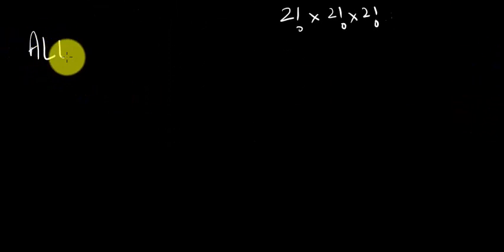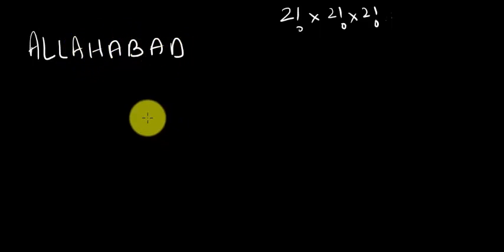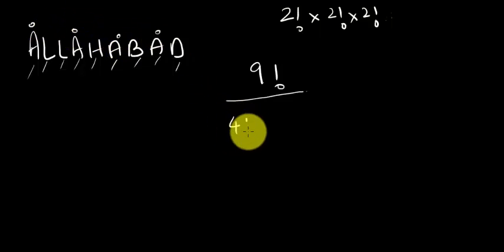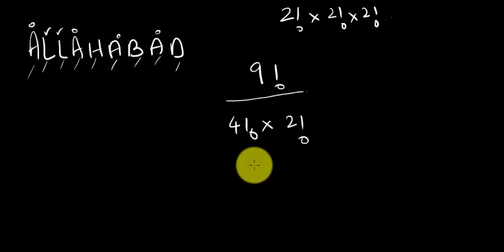Let's look at another word. Allahabad. Well, you have come across this question. It is there in NCERT. So let's find out how many letters are there here. 1, 2, 3, 4, 5, 6, 7, 8, 9. 9 factorial divided by, how many times is A repeating? 1, 2, 3, 4. 4 factorial into, how many times is L repeating? 1 and 2. 2 factorial. Is H repeating? No. B repeating? No. D repeating? No. That's your answer.